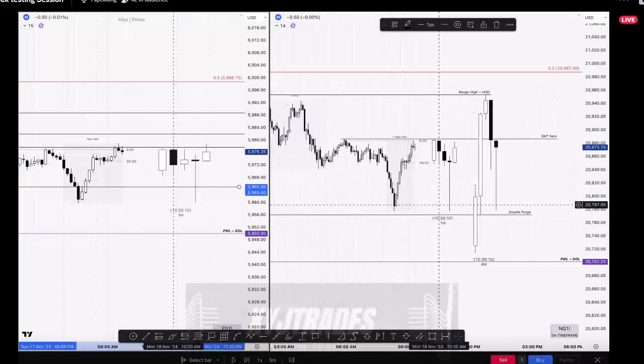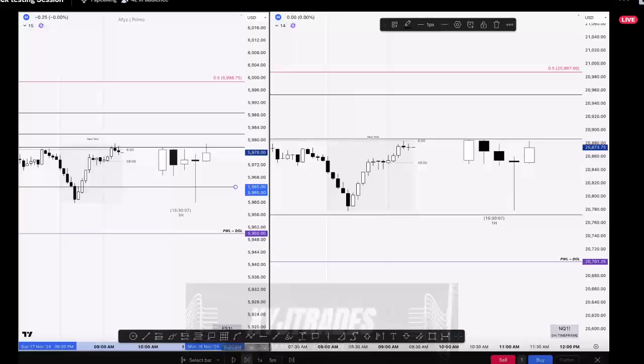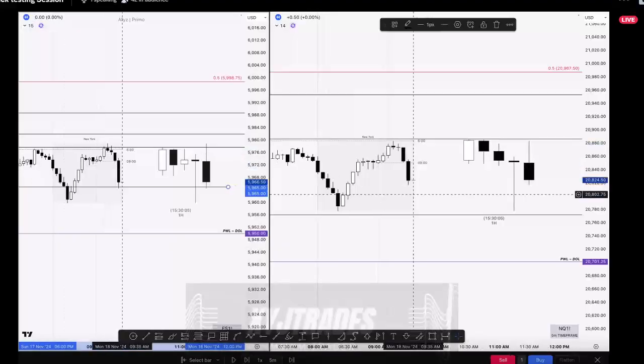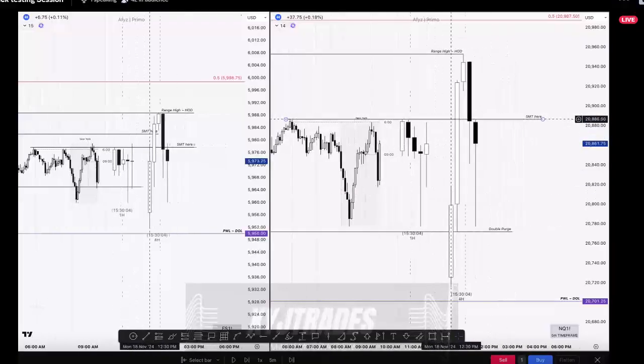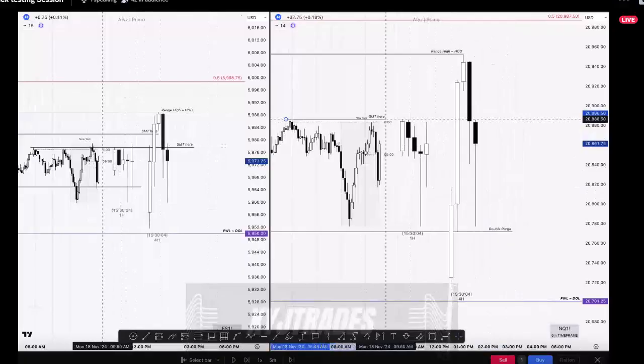Okay, I see 9 a.m. open. I'm waiting for 9 a.m. to form a divergence. Nice. Okay, so 9 a.m. forms a divergence at my hourly key level.